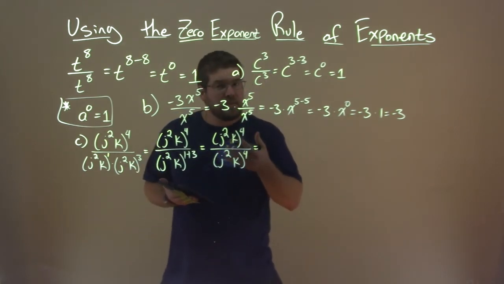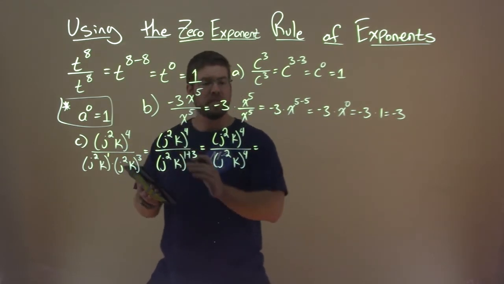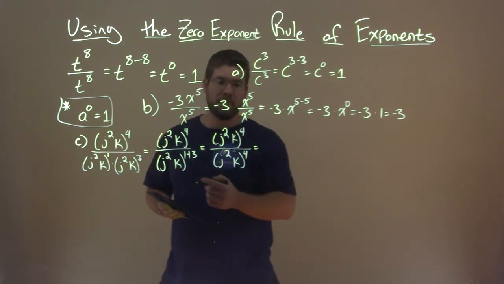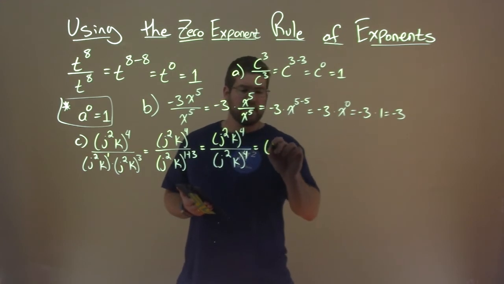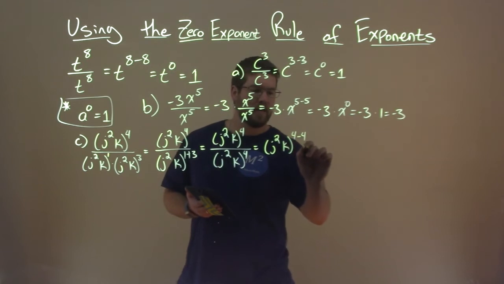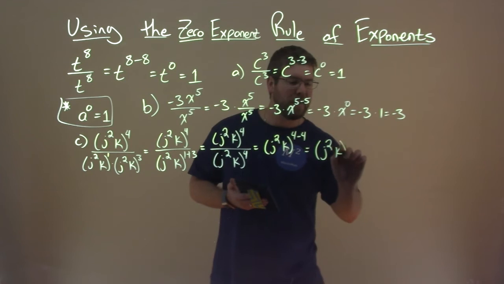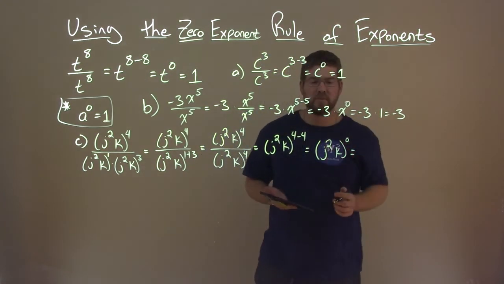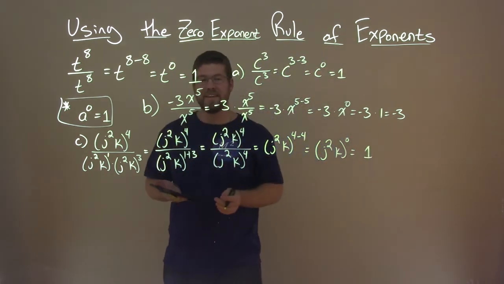Same base, we can subtract the exponents now. And sometimes by keeping things separate in our parentheses, we can make this problem a lot easier than if we tried multiplying all this out. So, quotient rule, subtract the exponents, j squared k to the 4 minus 4 power. 4 minus 4 is 0. We have j squared k to the 0 power, and there we have it. We basically applied the zero exponent rule, and we just got 1 here. That whole complicated thing became 1.